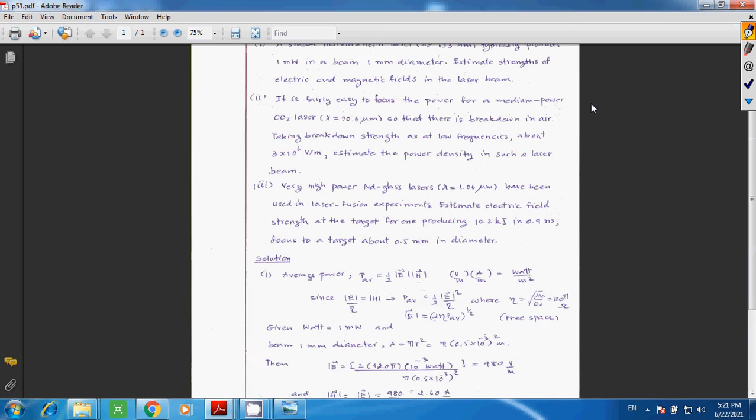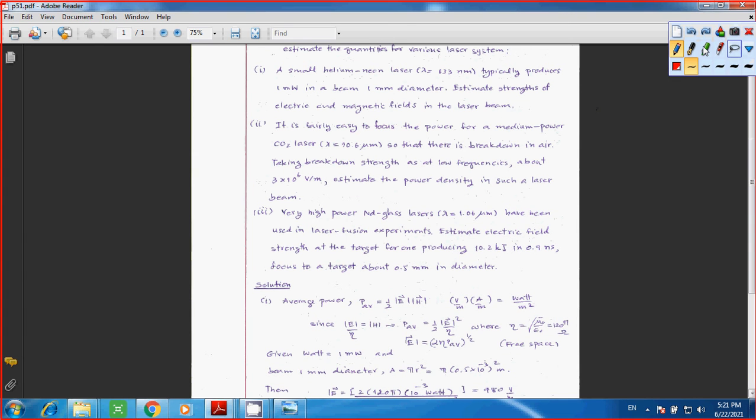Now for system 2, it is very easy to focus on the power for a megawatt power carbon dioxide laser for lambda equal to 10.6 micrometer. That's the wavelength. So that there is the breakdown in air, taking breakdown strength at low frequencies as about 3 times 10 to the 6 volt per meter. That's the electric field. Estimate the power density in such laser beam.